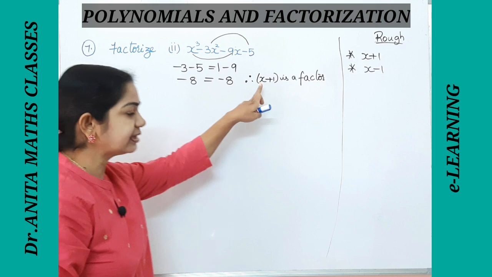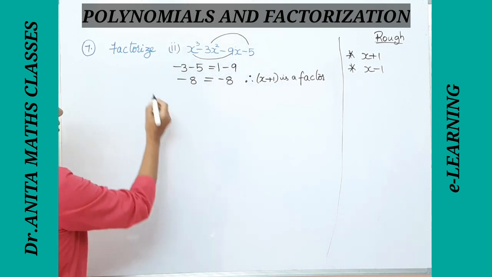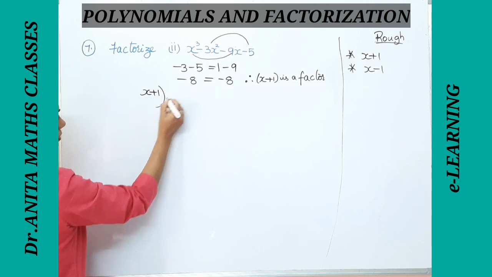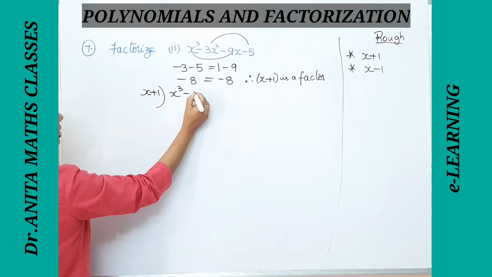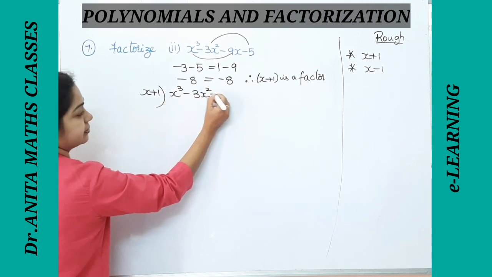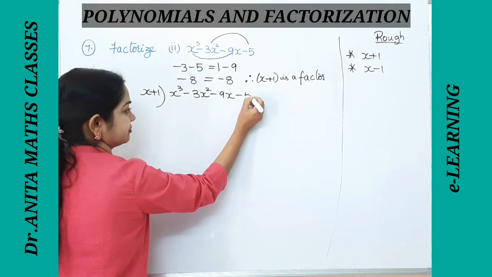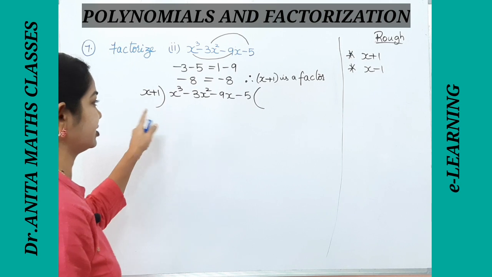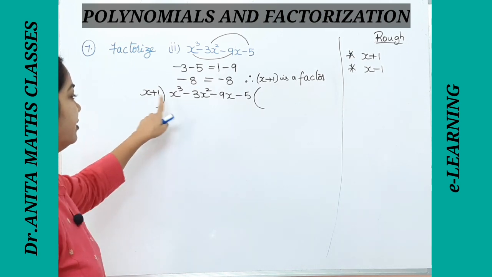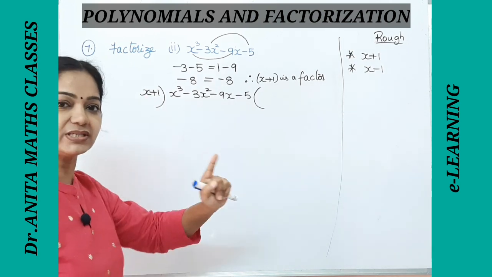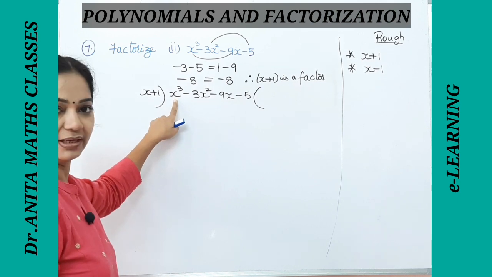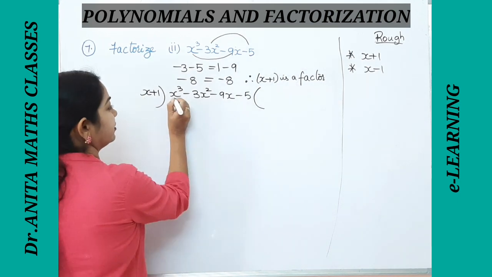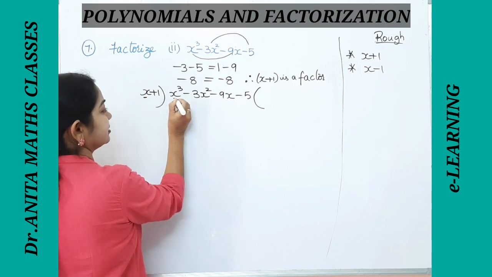Now we will take this factor and we will divide the polynomial. X plus 1, let us divide x cube minus 3x square minus 9x minus 5. So how do we divide? We discussed this in the previous session also. Here first, for division, take the first term of the dividend and divide it with the first term of the divisor.